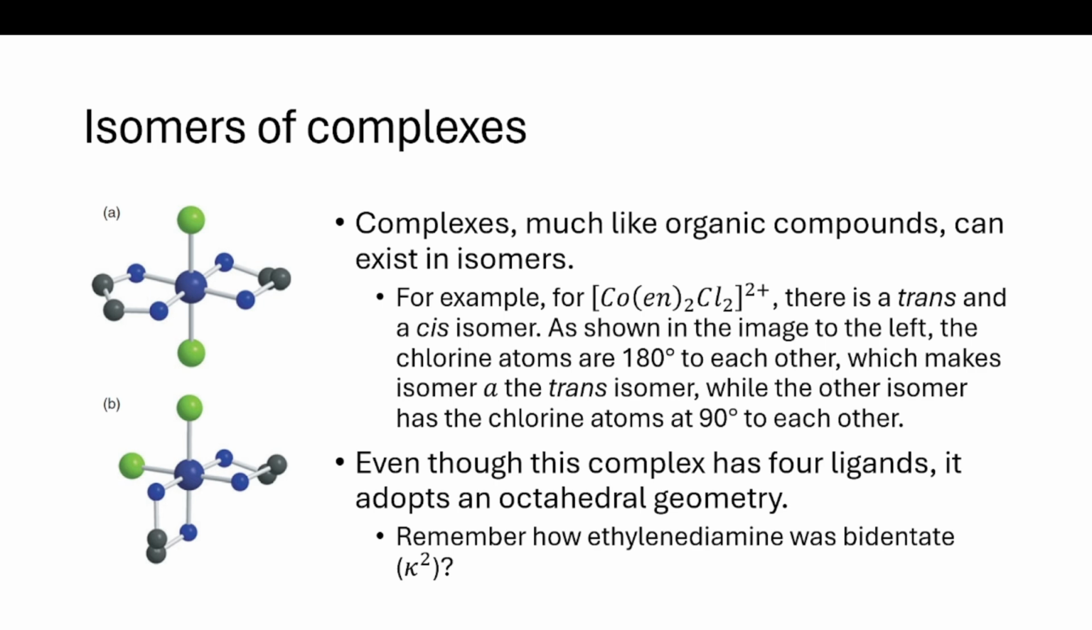Now, here's something interesting about this complex. There are only 4 ligands. So, to somebody who doesn't know complexes that well, you would assume that the geometry would be square planar or tetrahedral. No. And that's because this en ligand, which stands for ethylenediamine, is bidentate, meaning that it's going to have 2 atoms that are going to chomp down on that metal ion. And therefore, we're going to have a coordination number of 6, and therefore, we're going to obtain an octahedral geometry.